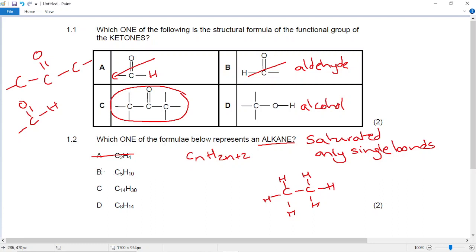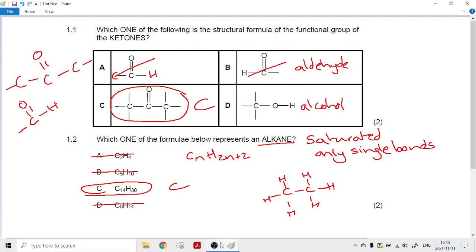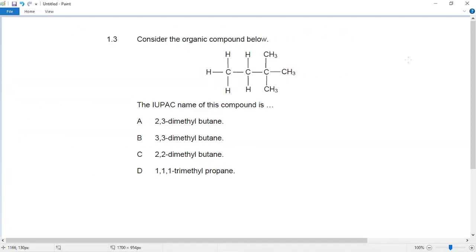So if we go CnH2n+2 for an alkane, it's 5 times 2 is 10, plus 2 is 12, so this is wrong. It's also unsaturated. The same here, this one's even more unsaturated because 8 times 2 is 16, and then we are actually subtracting 2 to get to 14. So the answer here is C. So we've got 2 C's in a row over here. But like I said, if you can't remember those things, just start drawing, but that 14 carbon one's going to take you a bit of a while.